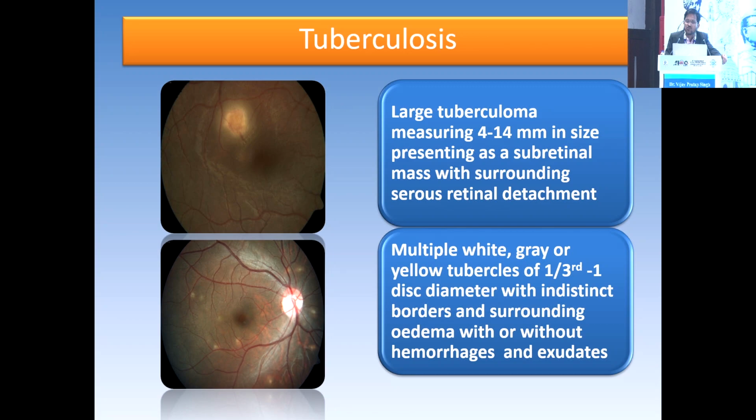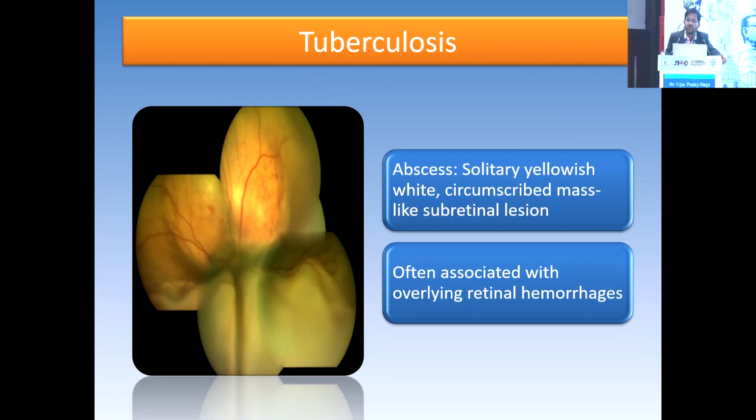But we can also encounter multifocal lesions of tuberculosis, ranging from millet-sized lesions to 1 disc diameter, with indistinct borders and surrounding edema, with or without hemorrhages and exudate. Sometimes tuberculosis can present as a subretinal abscess, which presents as a solitary yellowish-white circumscribed mass-like subretinal lesion, often associated with overlying retinal hemorrhages.